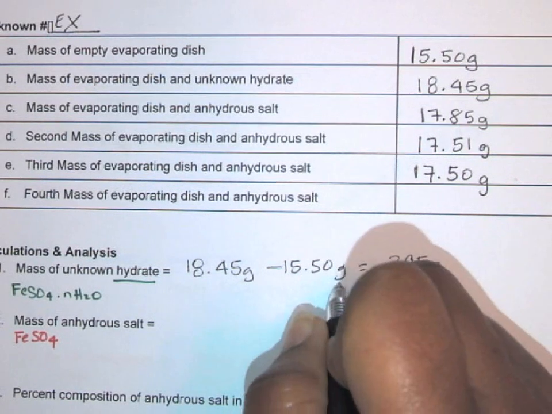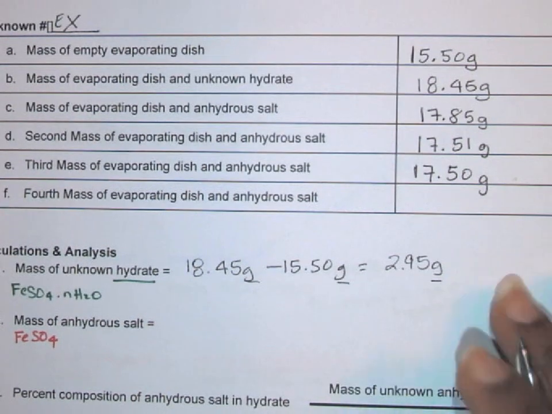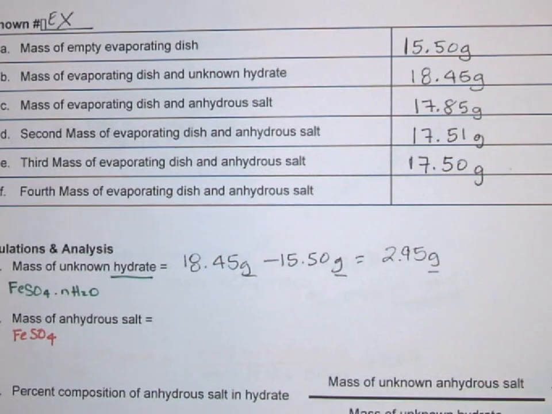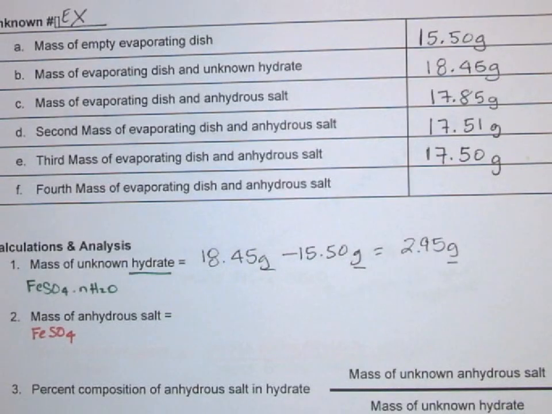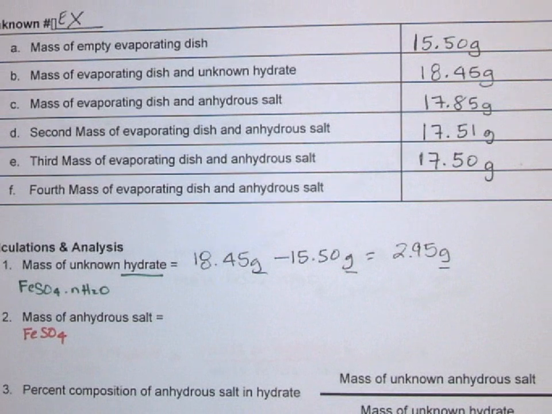Notice I have units here. Make sure you have units, okay? I got my units in. Okay, cool. So I've got the mass of my unknown hydrate. Now I need the mass of the anhydrous salt. And for that, we are going to do this.